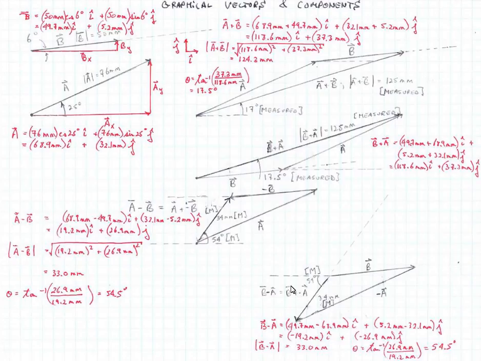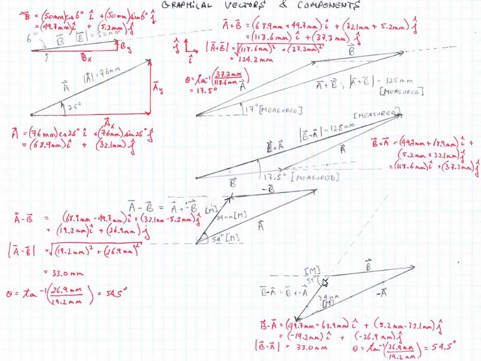Okay, and then for this last one, b minus a, each one of these is going to get reversed, and so instead of having 68.9 millimeters minus 49.7, you're going to have 49.7 minus 68.9. So the I hat component of b minus a is negative 19.2, and the j hat component is going to be the negative of this, and the length is going to be the same.